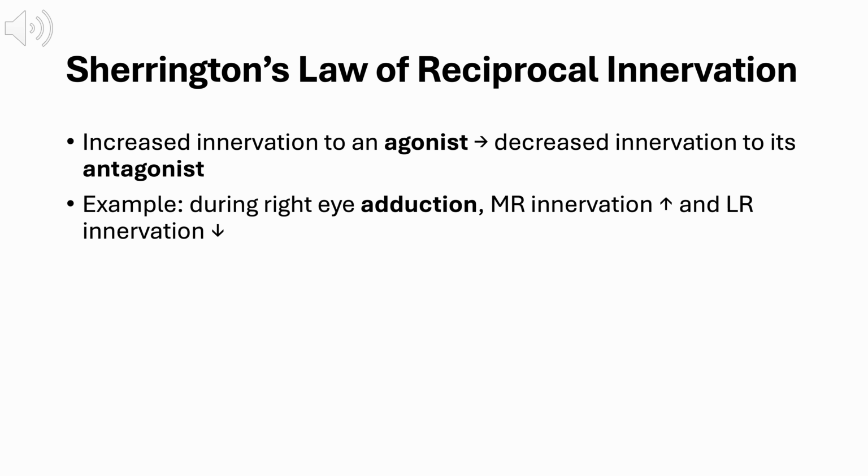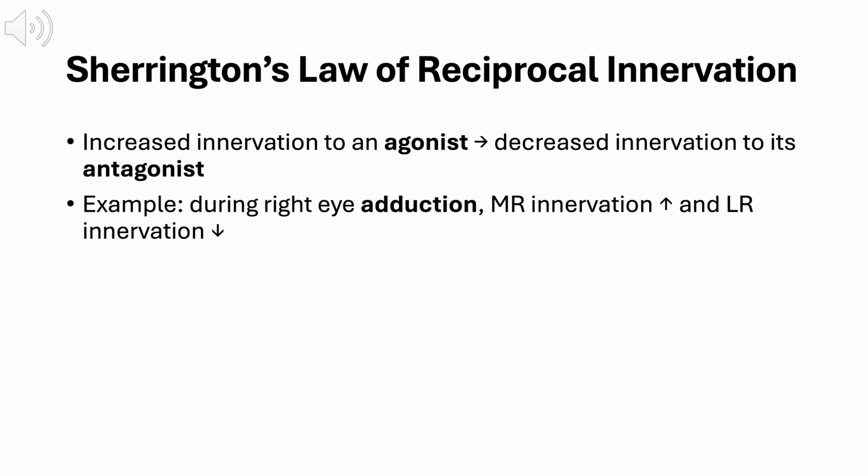This slide focuses on Sherrington's law of reciprocal innervation. Sherrington's law states that increased innervation to an agonist muscle is paired with decreased innervation to its antagonist. This reciprocal relationship allows eye movements to be smooth and efficient without unnecessary resistance.